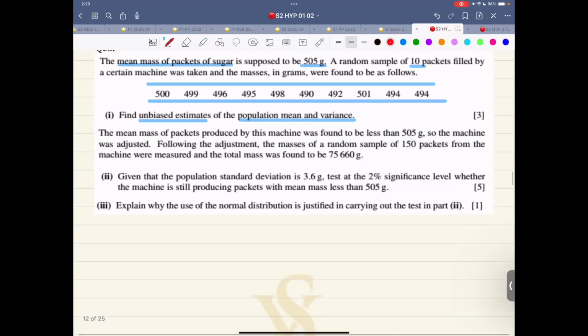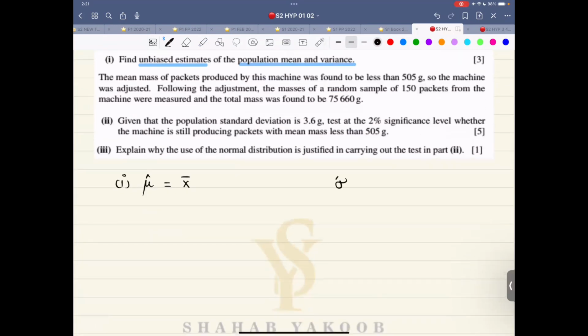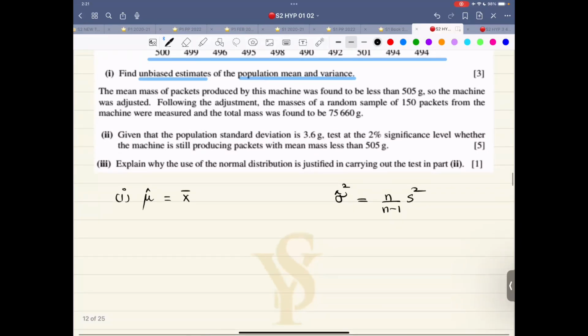So let me just focus on the first part. Get your calculators ready. And first of all, let me write over here: unbiased estimate of population mean is the same thing as sample mean. An unbiased estimate of population variance is n over n minus 1 times sample variance. And I'll just show you the basic steps.